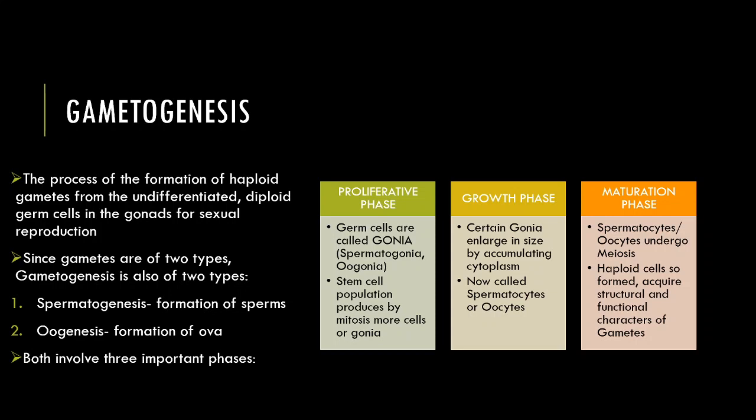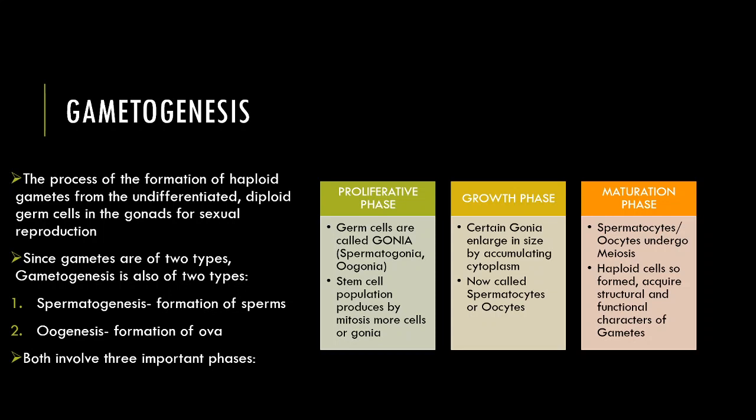So first of all, what is gametogenesis? It is the process of formation of haploid gametes from undifferentiated diploid germ cells in the gonads for sexual reproduction. Students, you have to remember that the gametes are formed by meiosis, so they are haploid. However, the germ cells are diploid and are undifferentiated.